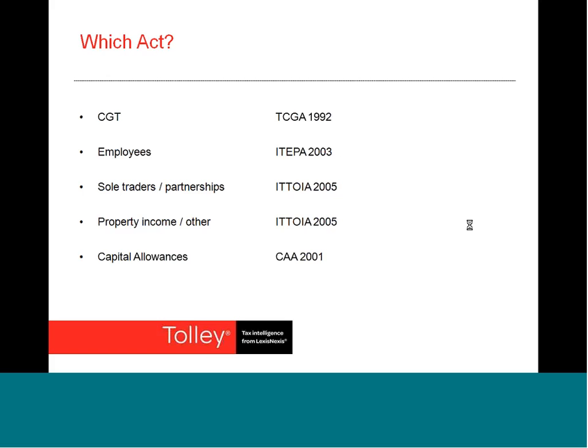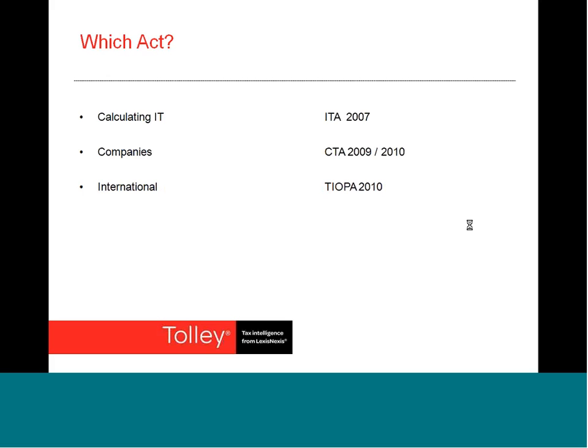Capital allowances, obviously, it's in the Capital Allowances Act. If you are calculating income tax, then that's the Income Tax Act. So trading losses, how you deal with them, is actually in the Income Tax Act because it affects the calculation of income tax. So this is where you get your rates, your personal allowances, that sort of thing. For companies, obviously we've got our two Corporation Tax Acts, and then we've also got our international legislation there as well. So if you can pin down which act it is, then that's really useful in the exam itself.